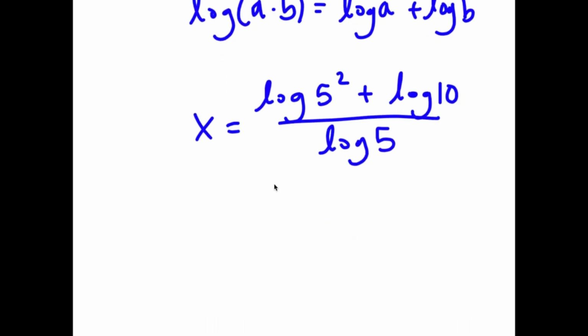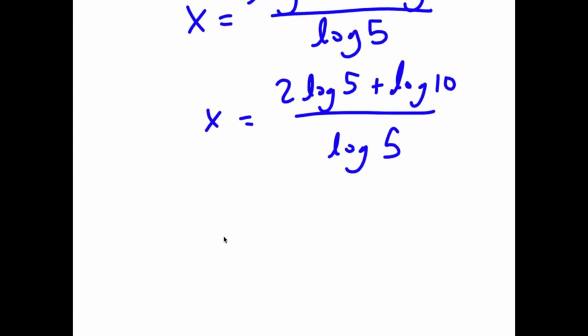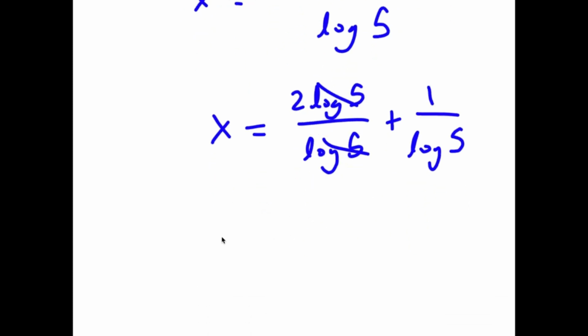Now remember how if I have something in the form log a^b, I can move this to the front. So now I have x is equal to 2 log 5 plus log 10 over log 5. And log 10 is equal to 1. So I have x is equal to 2 log 5 over log 5 plus 1 over log 5. These two cancel out, so I get x is equal to 2 plus 1 over log 5.